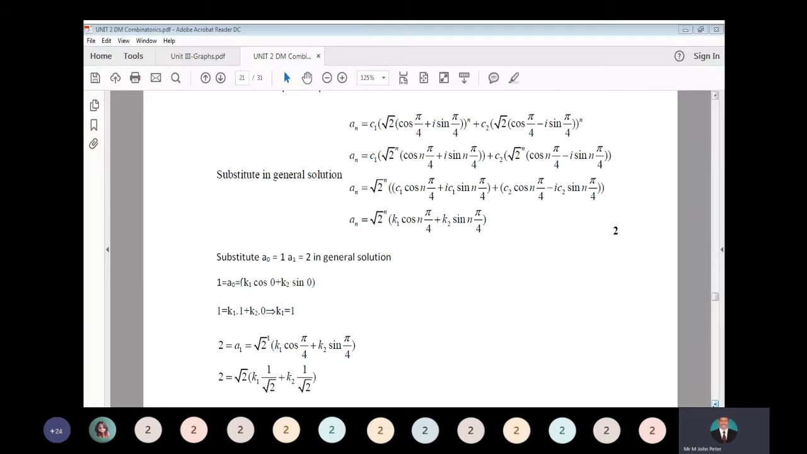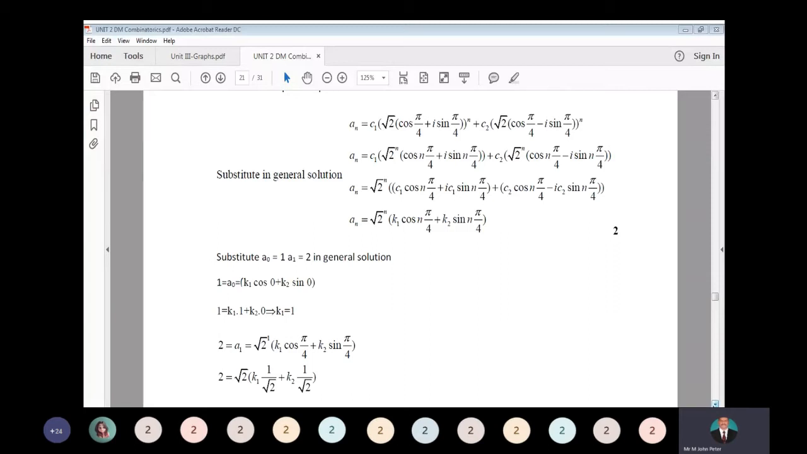So a_n = c1 (√2 (cos π/4 + i sin π/4))^n + c2 (√2 (cos π/4 - i sin π/4))^n. So 1 + i and 1 - i are replaced by their equivalent values. That is a_n = c1 (√2)^n (cos nπ/4 + i sin nπ/4) + c2 (√2)^n (cos nπ/4 - i sin nπ/4), so the whole power n can be rewritten like this, with (√2)^n as the common factor.